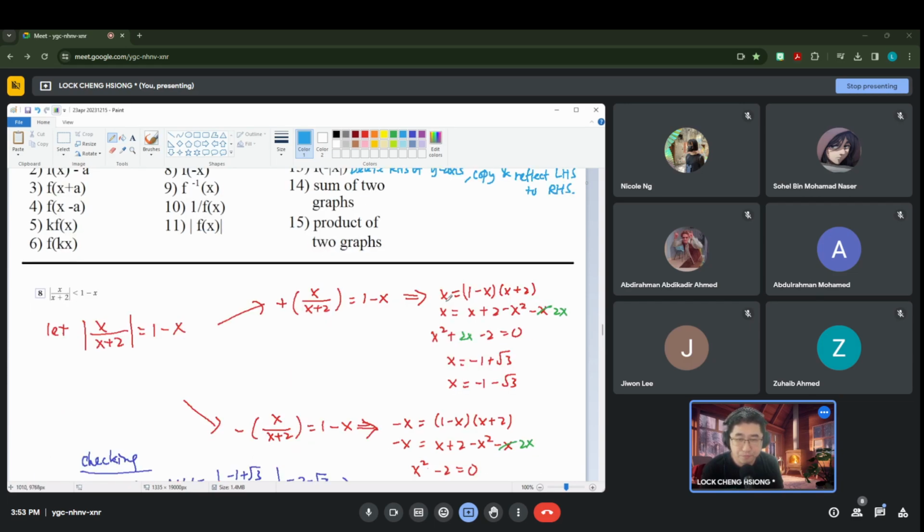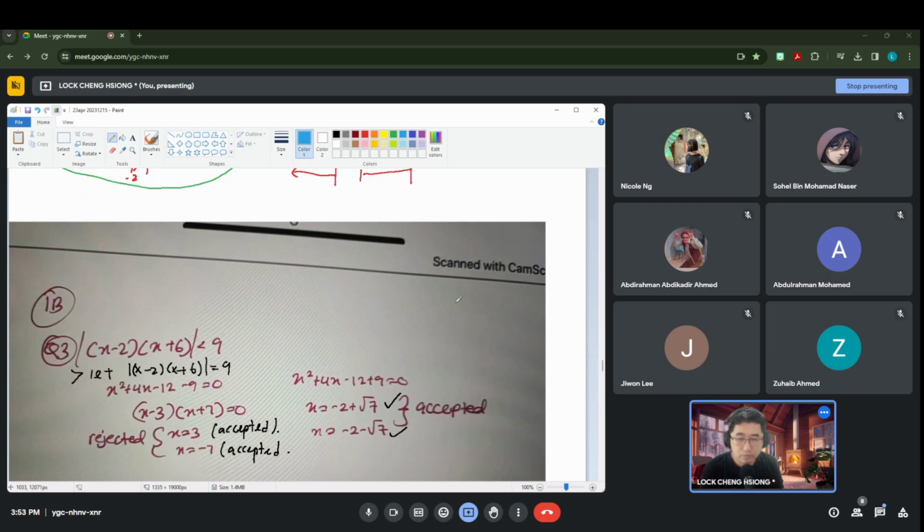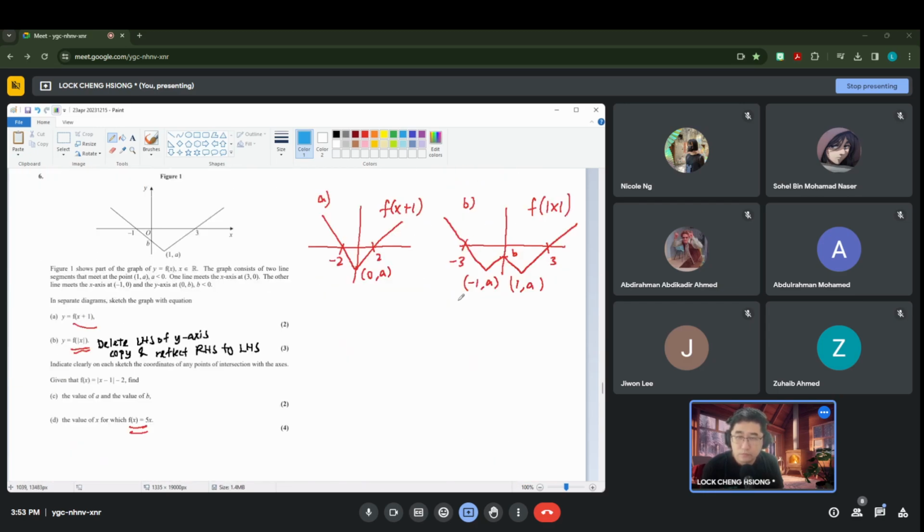Then after that, indicate clearly each sketch of the coordinate or any point of intersection with the axis. Given that f(x) equals modulus of x minus 1, minus 2, find the value of a and b. So we want to solve the equations for finding the value of a and b by using graph transformation.